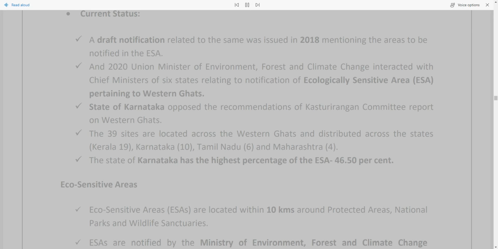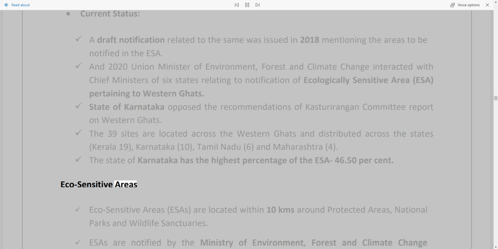Current status. A draft notification related to the same was issued in 2018 mentioning the areas to be notified in the ESA. And in 2020, the Union Minister of Environment, Forest and Climate Change interacted with chief ministers of 6 states relating to notification of ecologically sensitive area, ESA, pertaining to Western Ghats. The State of Karnataka opposed the recommendations of Kasturirangan Committee report on Western Ghats. The 39 sites are located across the Western Ghats and distributed across the states, Kerala 19, Karnataka 10, Tamil Nadu 6, and Maharashtra 4. The state of Karnataka has the highest percentage of the ESA, 46.50%.